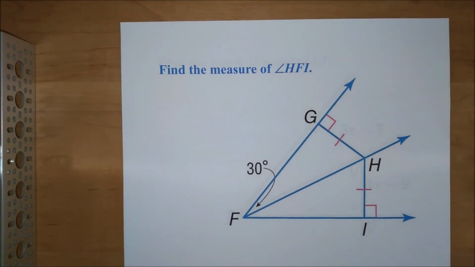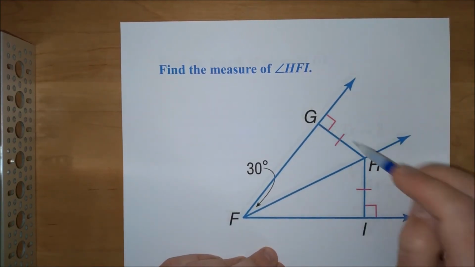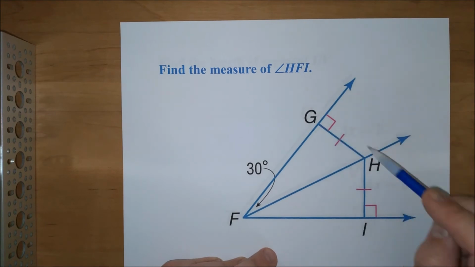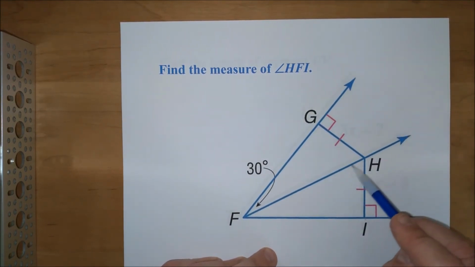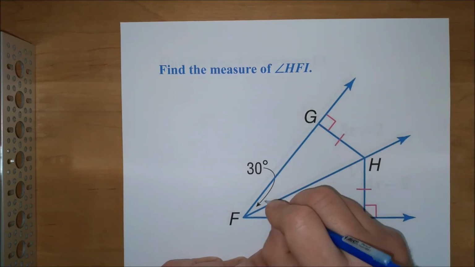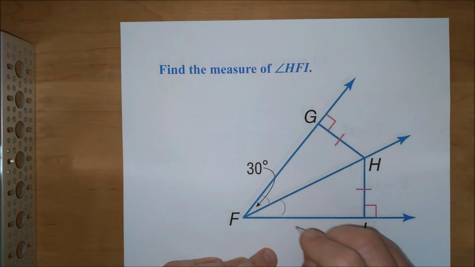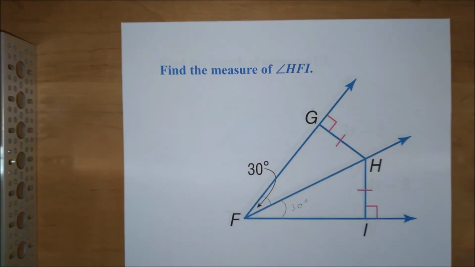Okay, one more example here. Could we find the measure of angle HFI? Okay, well, HG and HI are congruent and they're both perpendicular to the sides of the angle. So H is the same distance from this side of the angle as it is from that side of the angle, H must be on the angle bisector. This must be an angle bisector. These angles must be congruent. And if this angle is 30, then this angle must be 30 as well.